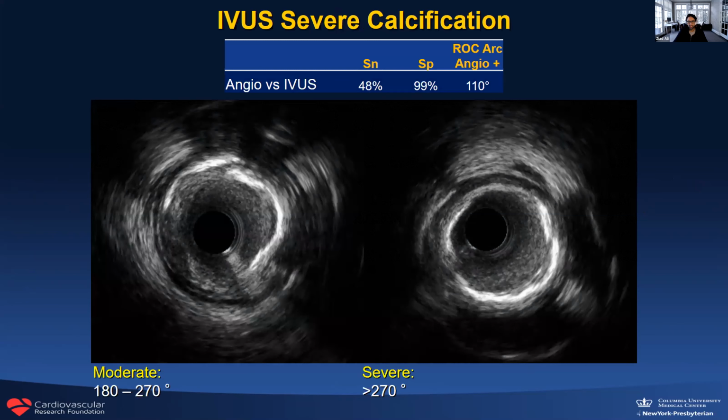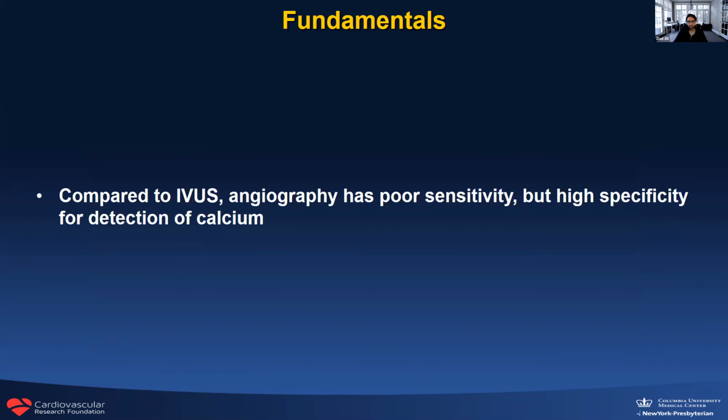Most of us are familiar with the appearance of calcification on IVUS. The typical criteria, many of which Gary pioneered, are moderate calcification above 180 to 270 degrees, and severe in greater than 270. And as I mentioned previously, angiography has a poor sensitivity compared to IVUS, but a very high specificity. And we typically start to see angiographic calcification when we have an IVUS arc of calcium of 110 degrees. Thus, fundamentally, compared to IVUS, angiography has a poor sensitivity but high specificity for detection of calcium.